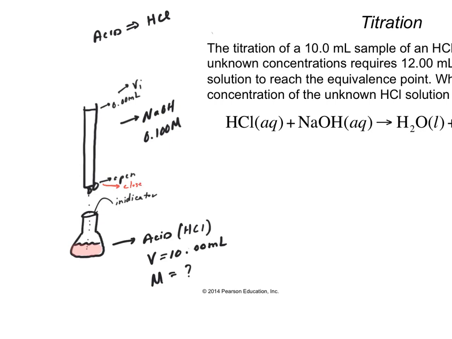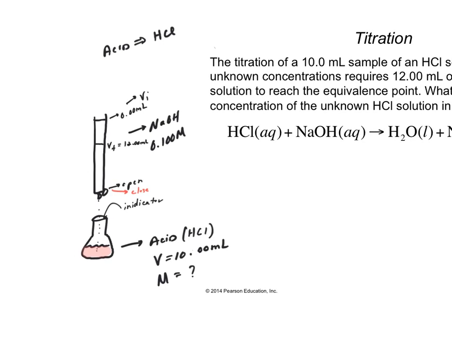Because the burette reads from the top down, the initial reading would be 0. What we would read here at this final volume, V final, would end up being about 12 mL. That's what we measure from our burette. So for the sodium hydroxide, what we're really trying to determine is the change in volume from the final volume and the initial volume.